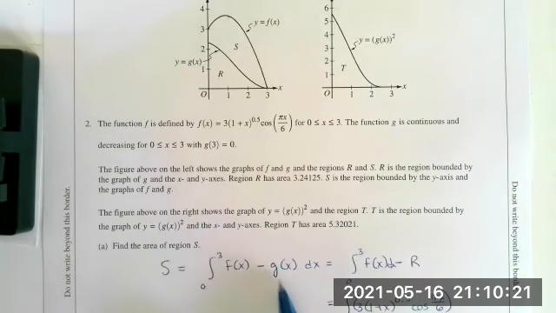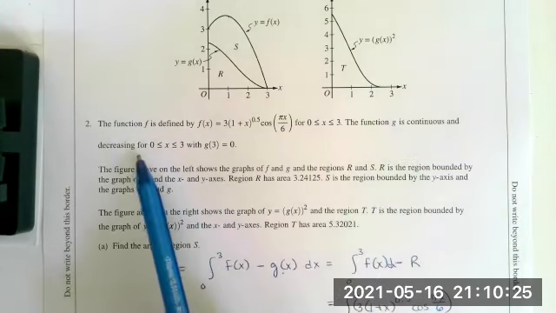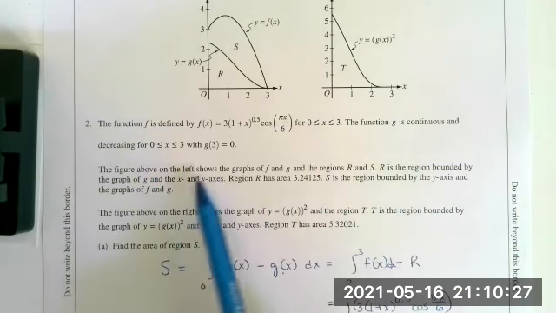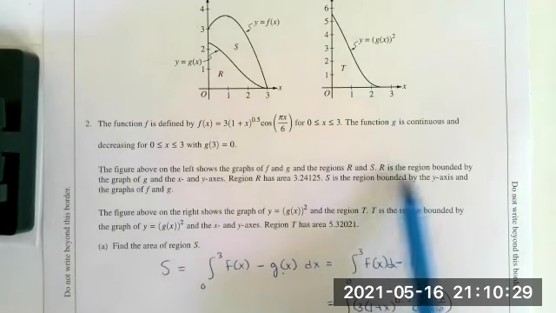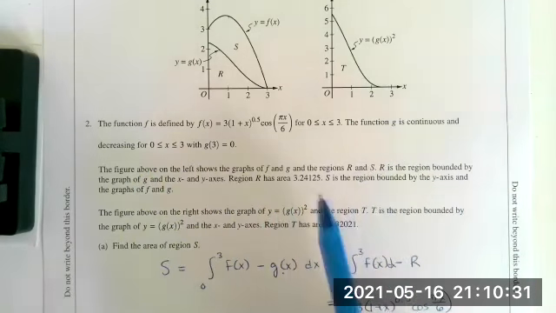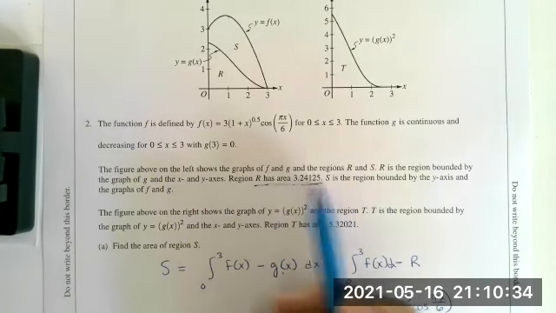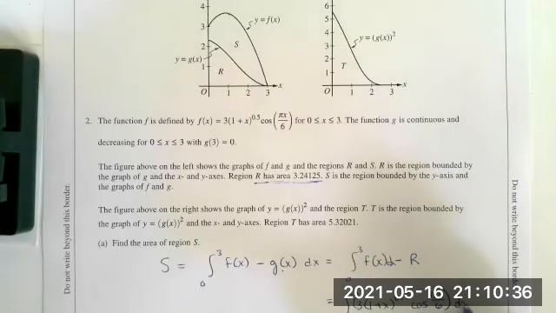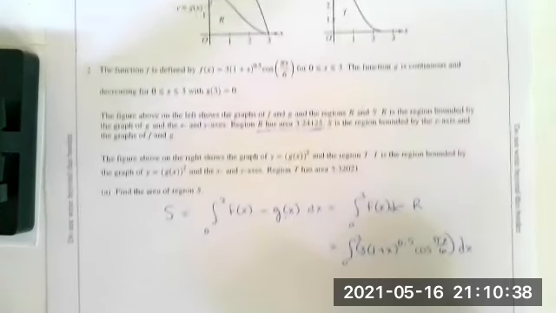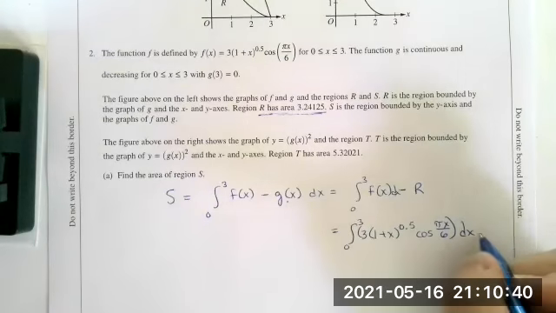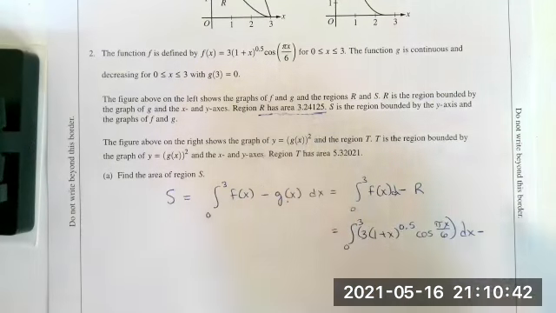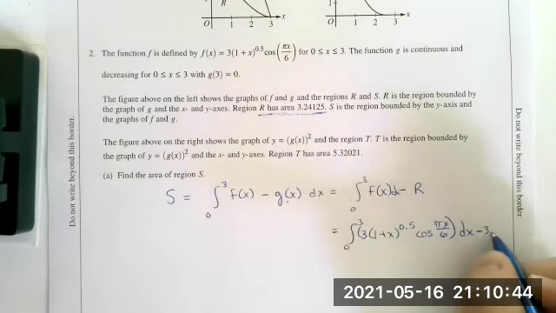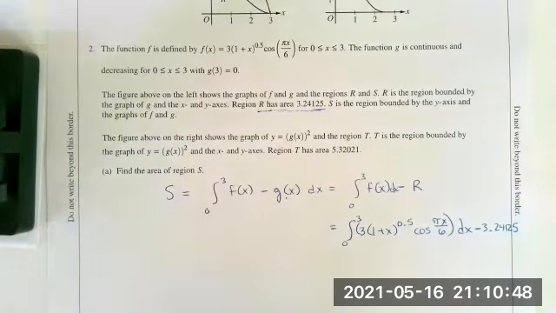Great. Now I'm skimming through and I'm either looking for g or I'm looking for R. Okay, g is continuous and decreasing, not helpful. R is the region. Aha, there we go. Look at this. R has this area. So I can integrate f of x, and I can subtract the region for R, 3.24125.